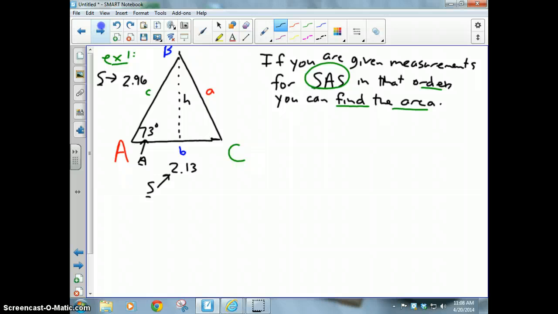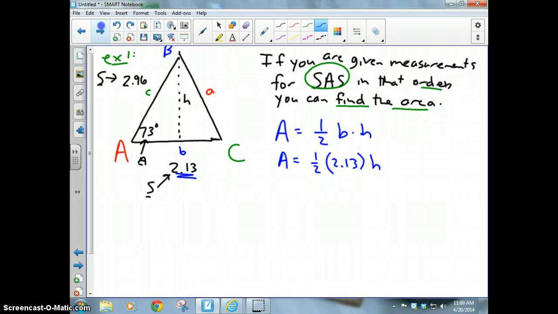What I need to do is I want to find the area of this triangle. Well, here's how you do it. You all know the formula for a triangle is 1/2 the base times the height. Well, in this particular problem, we know the base is 2.13. So my area is equal to 1/2 times 2.13 times the height. But the problem is we don't know h.